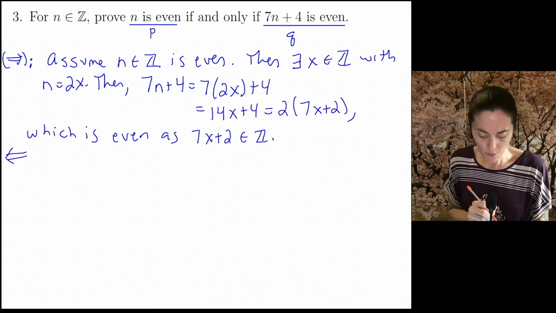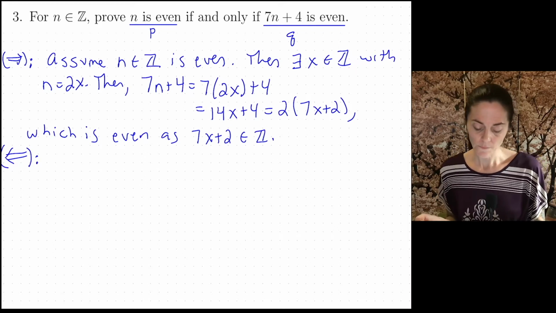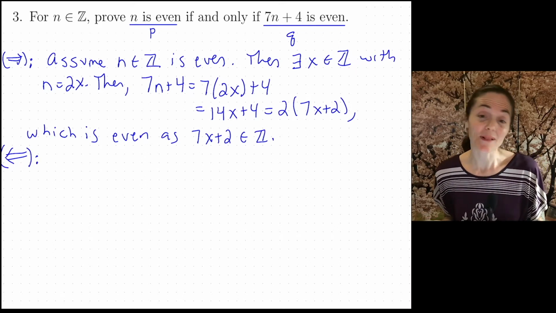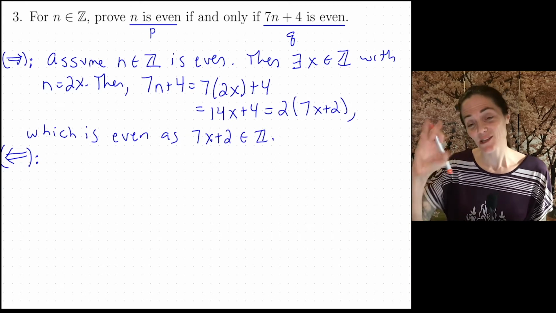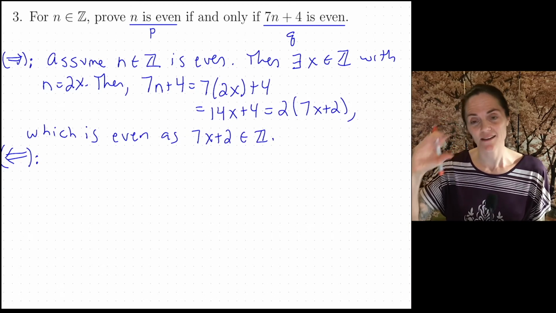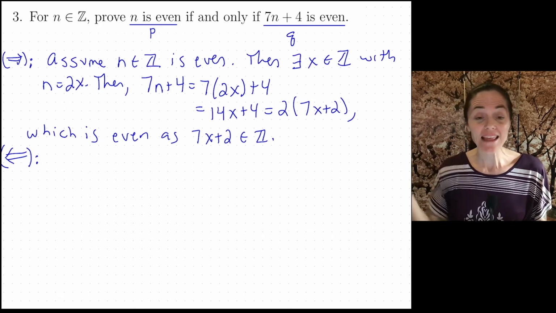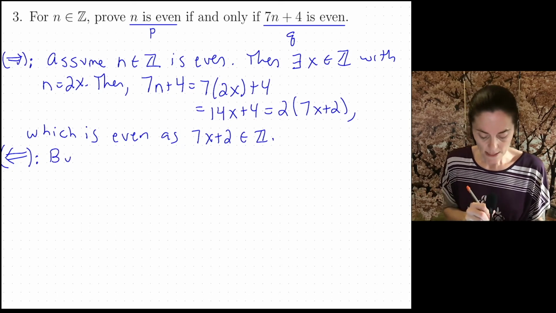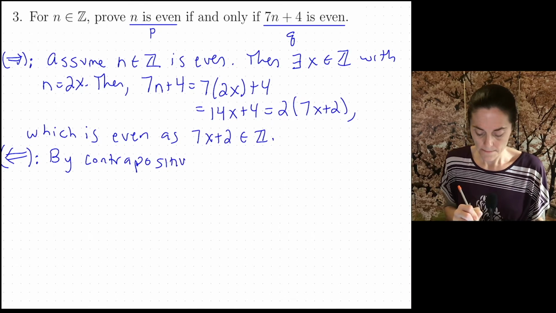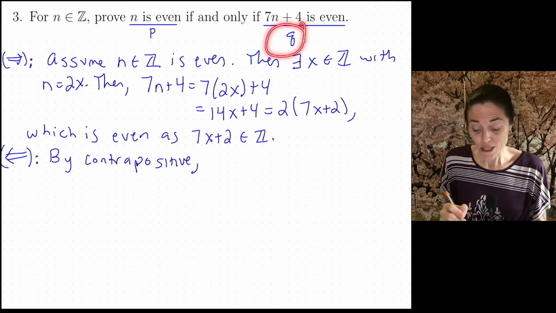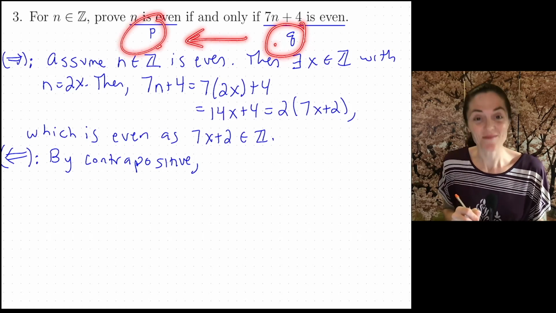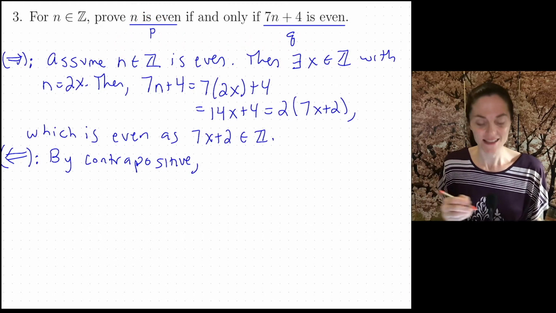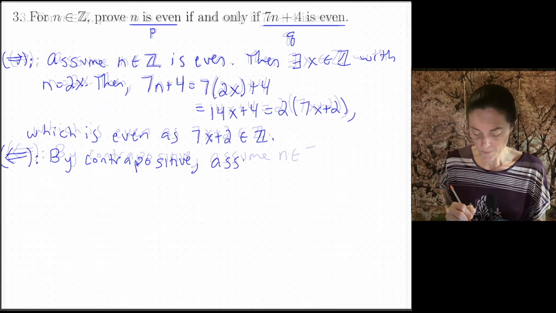Now you see we need to prove this way. Q implies P. We could assume 7n plus 4 is even, show n is even, but I think it's a little easier to do this direction using contrapositive. So this direction I will do contrapositive. Remember, I'm trying to show Q implies P. The contrapositive of that statement would be not P implies not Q.